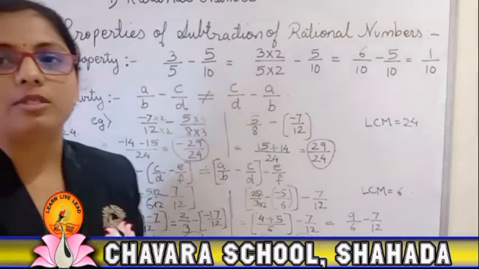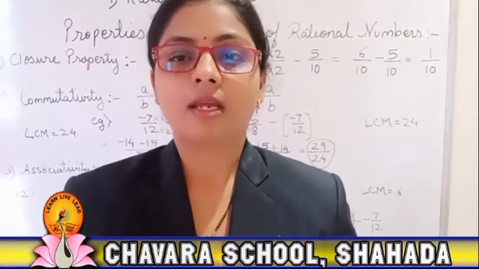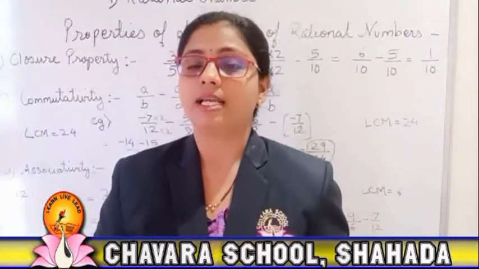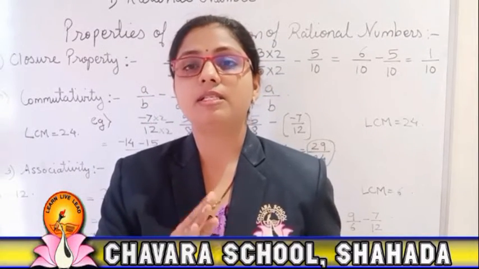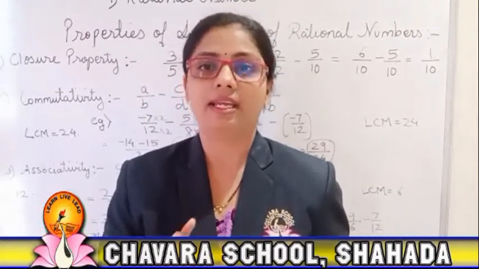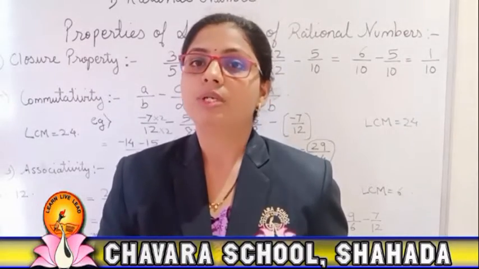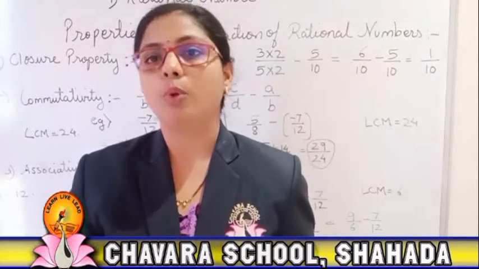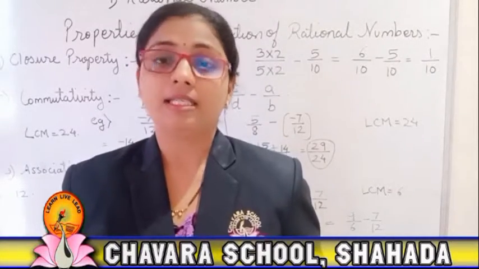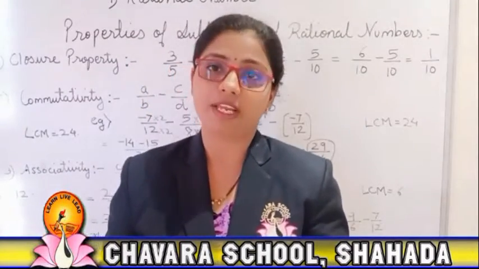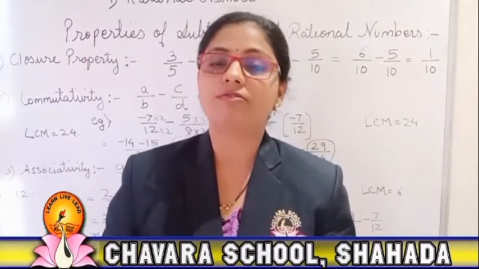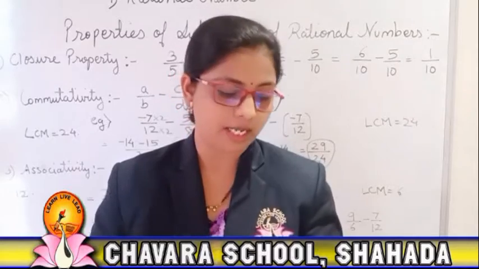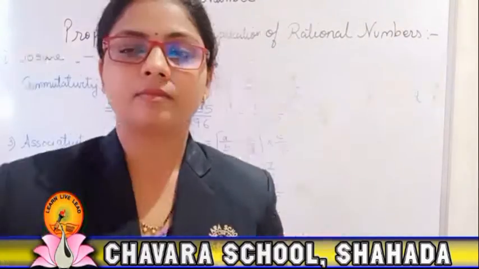So this is about the three properties. Now the next property is existence of identity. This property is not having any identity. So in subtraction we always say that subtraction has no identity. And the next one is existence of inverse. The identity inverse for subtraction does not exist.